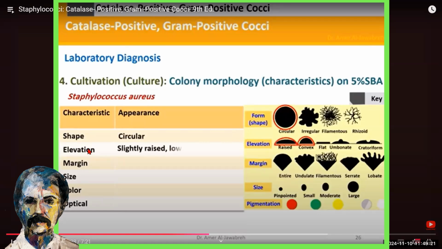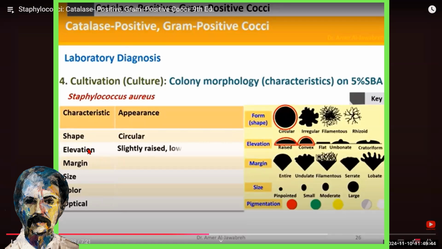The size, big or small. Color, sometimes they give you different colors: white, yellow, creamy, green, red, sometimes like Serratia. And optical density. Is it colorless? Is it very dark? Opaque, we call it. Let's have a look at the Staph aureus.